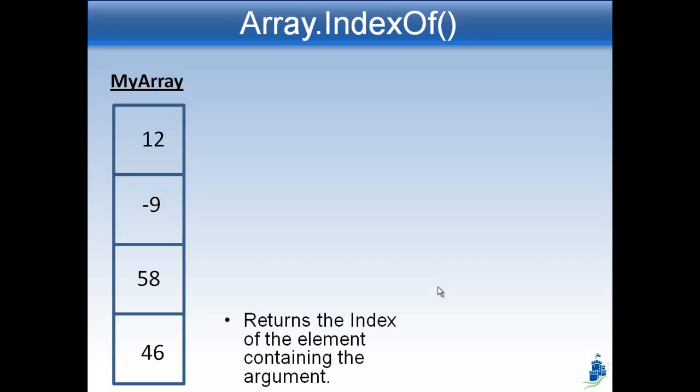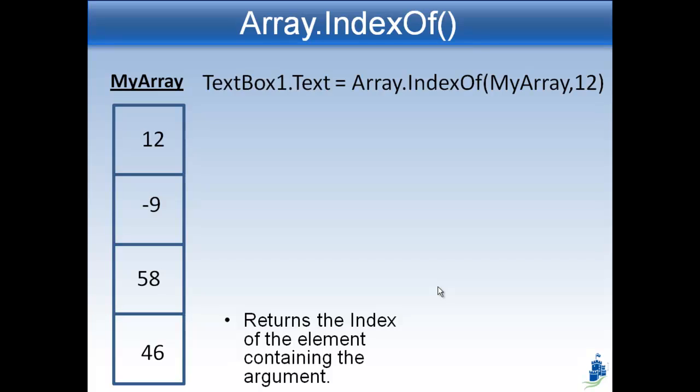This is a really cool function, because it returns the index of the element containing the argument that you pass to it. So if we say array.indexOf, then we say myArray, comma 12. What does this do? This function will find where 12 is in the array and return its index. Right now 12 is in the very first box here. This is the 0th element of the array. So you say, all right, array.indexOf, find me 12 in my array. The function will look through all the elements, and if it finds 12, it'll tell you it's in the 0th index.